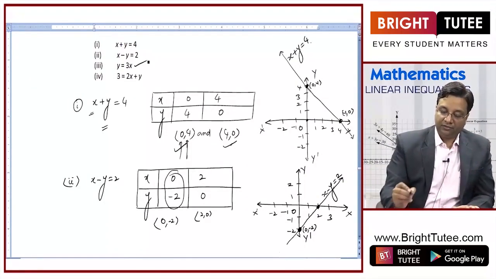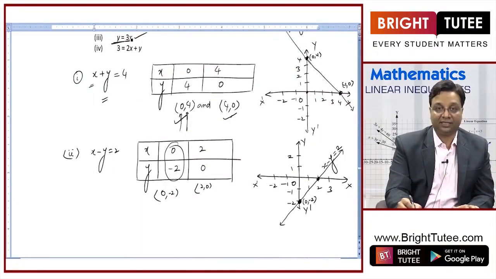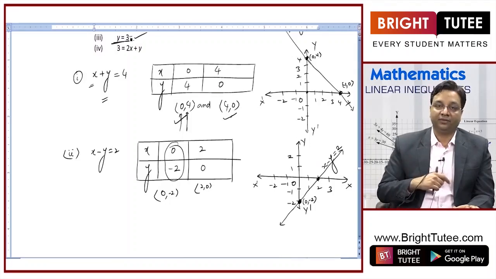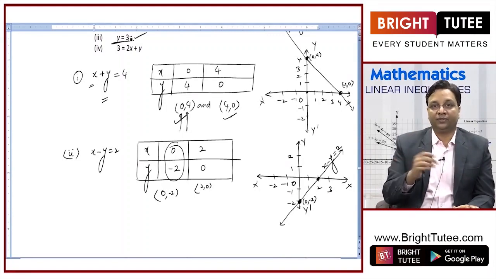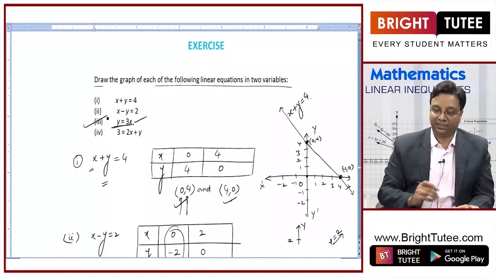Okay. The third one, y equal to 3x. We have already drawn a graph in this exercise. I want you to go back in this video and find that graph. We drew such a graph in the question where force was directly proportional to the acceleration produced. Okay, so this is left as your exercise.